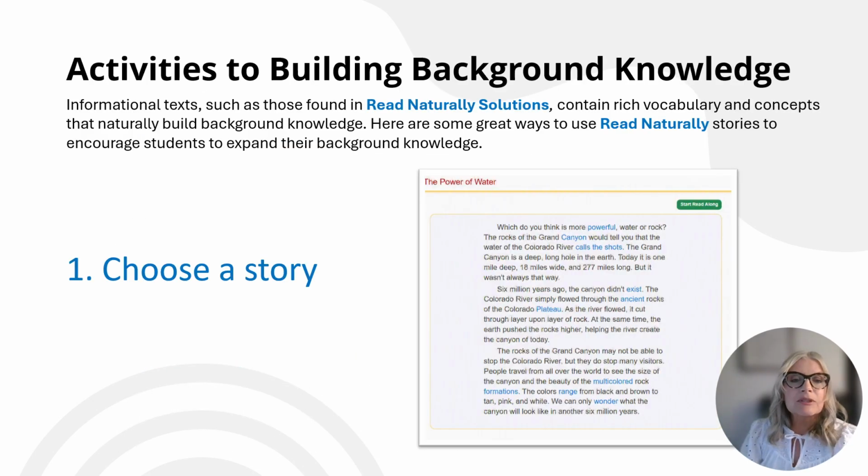So now I want to demonstrate to you or show you a way that you can use the informational texts, such as those found in Read Naturally Solutions, to help your students expand their background knowledge. If you give your students a choice to choose a story that they are particularly interested in, you now have your topic to then continue to do additional activities. In my example today, the student chose the story The Power of Water, which is a story about the Grand Canyon, and it comes in at, I think, a level 4.0.